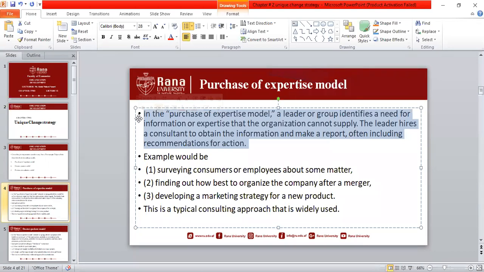The problem might be, for example, to survey consumers or employees about some matter. That might be finding out how best to organize the company after a merger. Number 3, developing a marketing strategy for a new product. For example, these three problems may be faced. A part of these three may be many other problems that you have faced inside the organization.